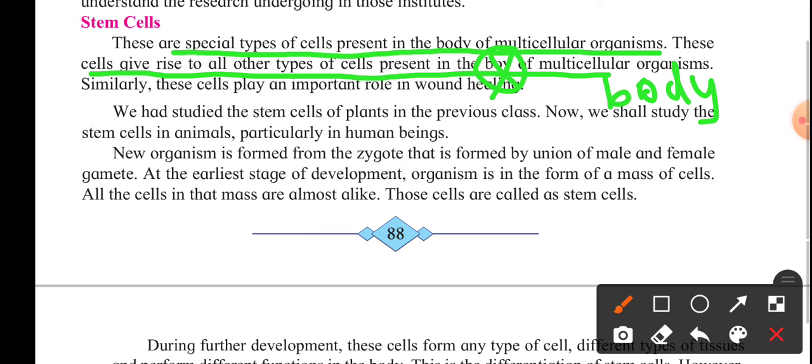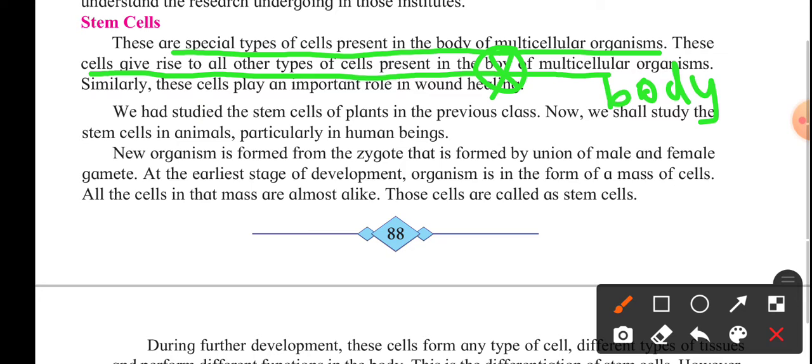Simply, when we talk about the stem cells, they are nothing but the first cell of the body, which is very helpful. The first set of the cells what we have is called the stem cell, and this gives rise to each different kind of the cells present in the body of a multicellular organism. And another important role it's playing is the healing of wounds.